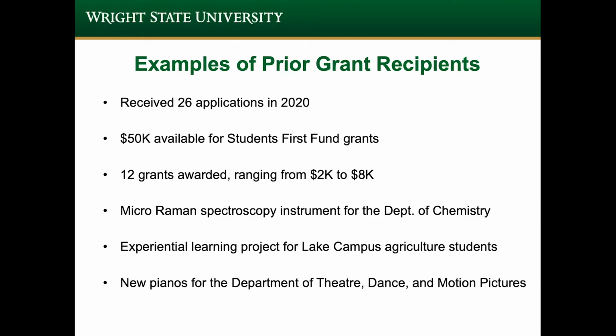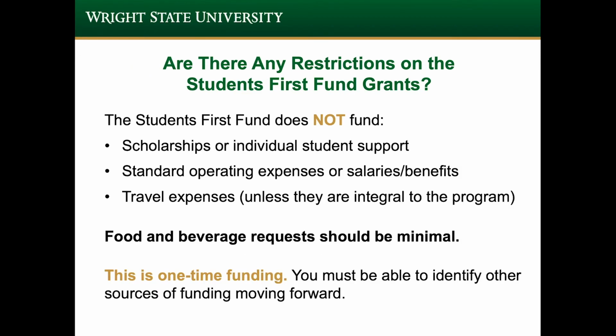Some examples of prior grant recipients. So there were 26 applications that we received in 2020. With only $50,000 available for Students First Fund grants, we were able to award 12 of those, ranging from $2,000 to $8,000. Some specific projects included the Micro Raman Spectroscopy Instrument for the Department of Chemistry, an experiential learning project for Lake Campus agriculture students, as well as new pianos for the Department of Theater, Dance, and Motion Pictures here at the main campus.